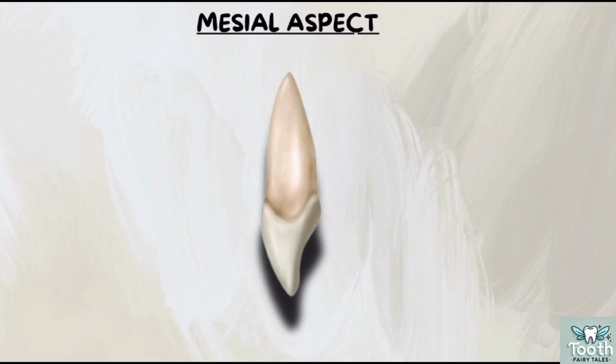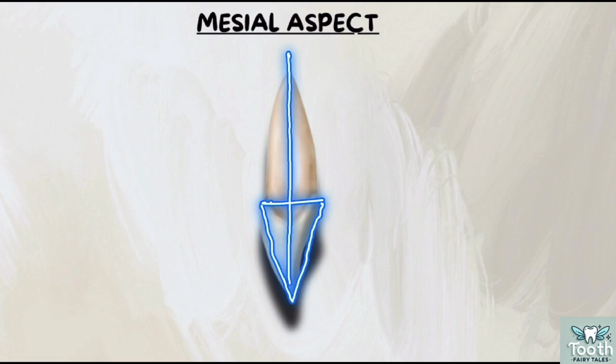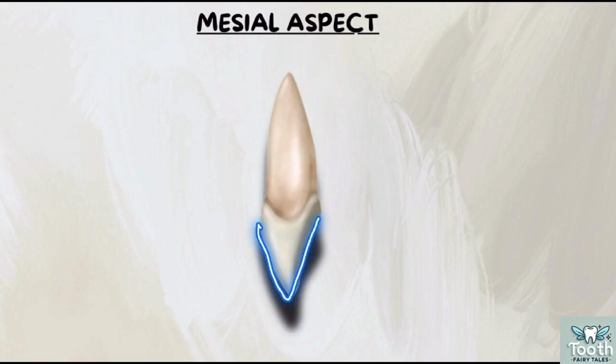And from the mesial aspect, as we have already mentioned, the crown of the tooth is in the triangular shape. When you draw a line from the center of the root and the center of the crown, this line is bisecting the apex of the triangle. So this is the apex of the tooth. The line which is drawn from the center of the root and the crown is bisecting this apex. So this states that the incisal ridge is in line with the center of the root.